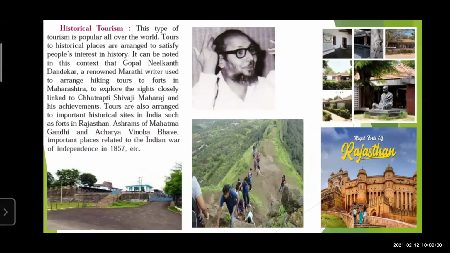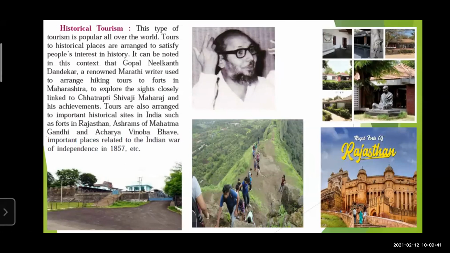Important places related to the Indian War of Independence in 1857, etc. Places related to this historical event, like Delhi, Agra, Kanpur, where this historical event had happened. This historical tourism is especially arranged for those people who are curious to know about the history of various forts or ashrams, and about the various historical monuments: who built them, why they were built, and what their history is.